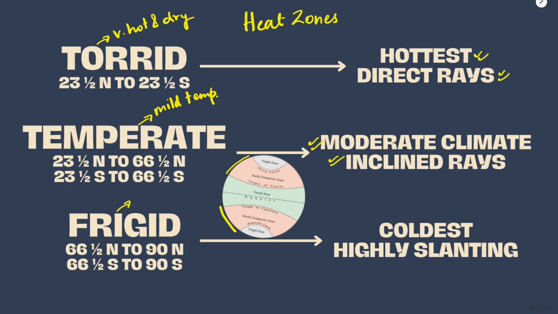Then we saw the frigid zone. Frigid means very cold. This is beyond the Arctic Circle and beyond the Antarctic Circle. These are the coldest regions as the sun's rays are highly slanting.